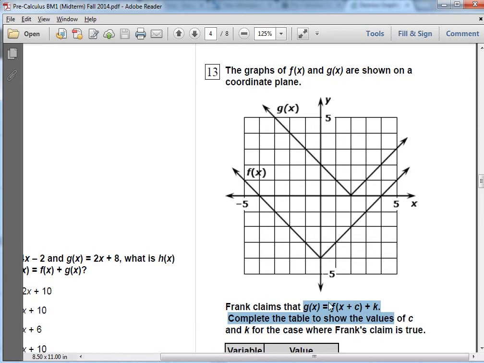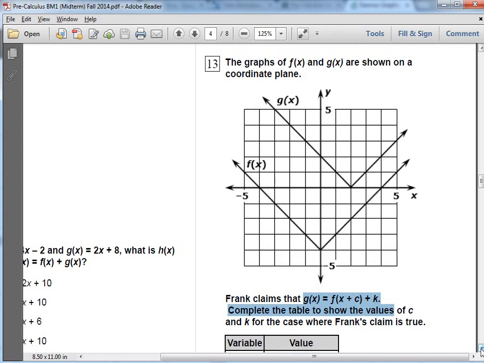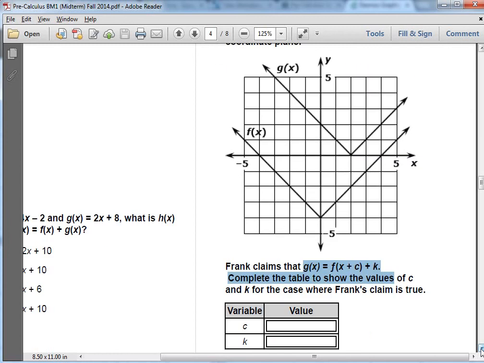No. G is F after F got transformed. Okay? What about the plus K? It went up by how much? 4. So is K plus 4 or minus 4? Plus 4. So C is negative 2, K is plus 4. Okay, it seems so easy now, huh?